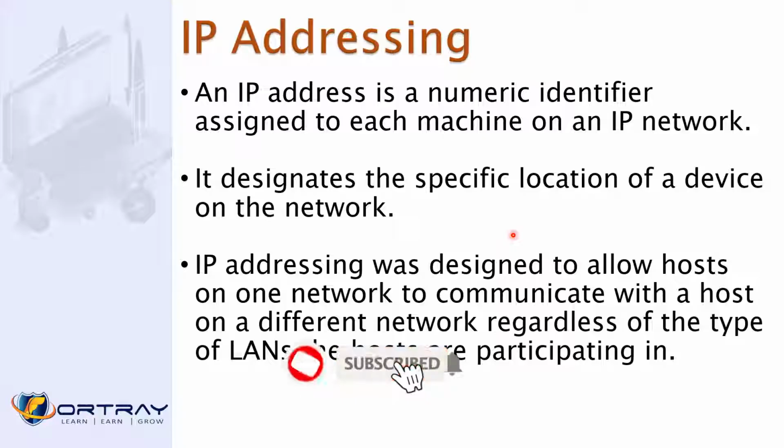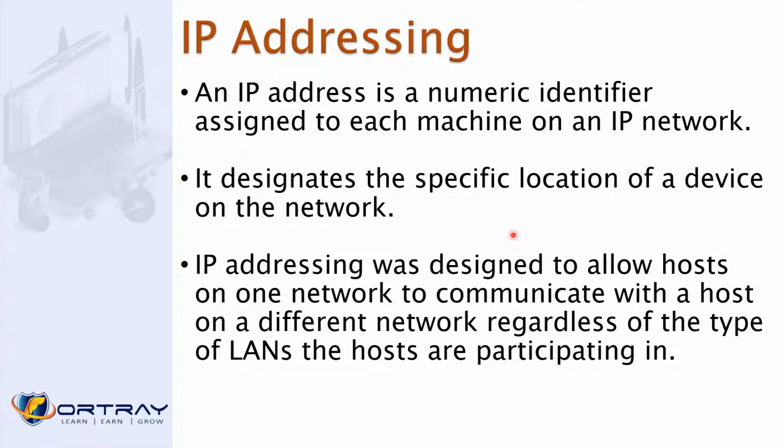So previously we discussed the network layer, where we have IP addressing. Similarly, like TCP and UDP, we have port numbers to recognize the different applications. At the network layer, we have the logical address, or what we call the IP address. An IP address is a numerical identifier assigned to each machine on an IP network. And I already showed you how to get the IP address.